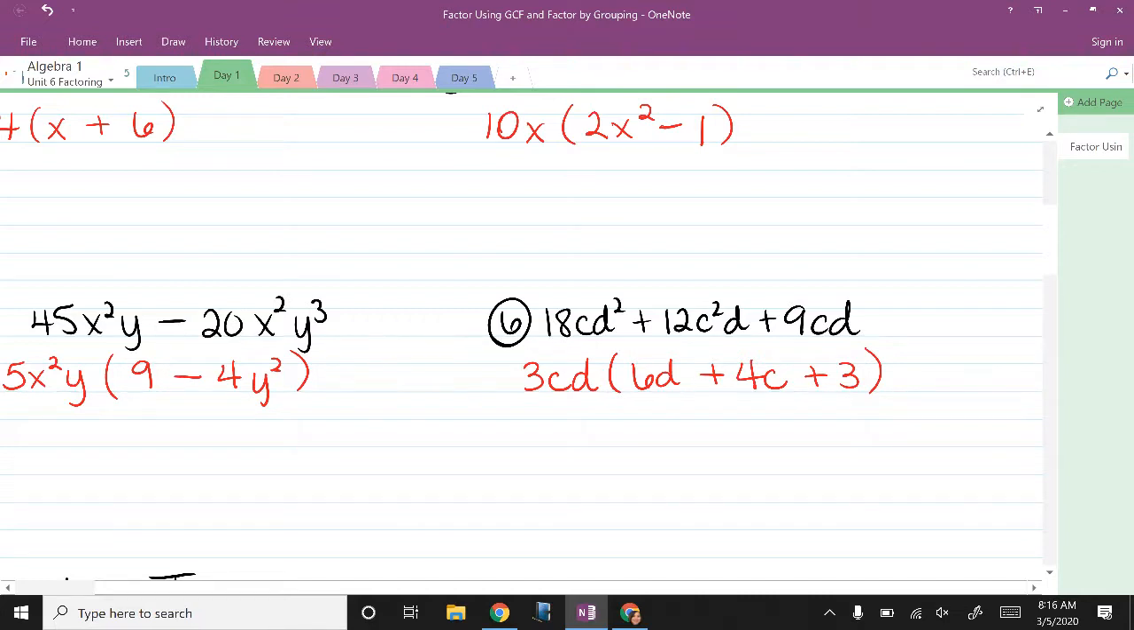3cd times 6d is 18cd squared. 3cd times 4c is going to be c squared. And 3cd times just 3 is 9cd. There you go. Y'all want to try?